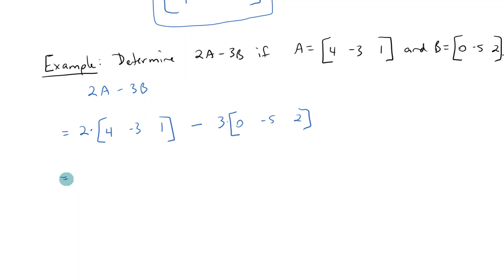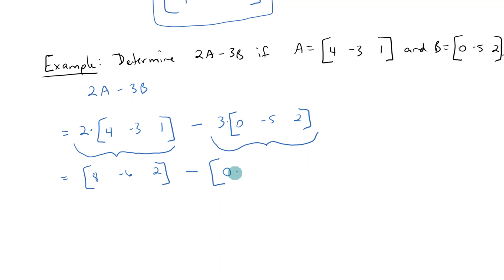It's very much like the order of operations. You multiply before you subtract, and we should already know how to do scalar multiplication. I'm going to multiply 2 by this matrix, giving me a new matrix that is 8, negative 6, 2. Scalar multiplication by 2. Minus, and I'll multiply 3 by this matrix. You could multiply negative 3 by the matrix if you want, but if you do that, you're going to add in the next step instead of subtract. So I'm just going to multiply the 3, and then I'll subtract the 2 matrices. So scalar multiplication by 3 is going to give us 0, negative 15, 6.